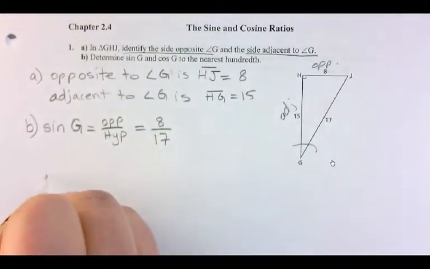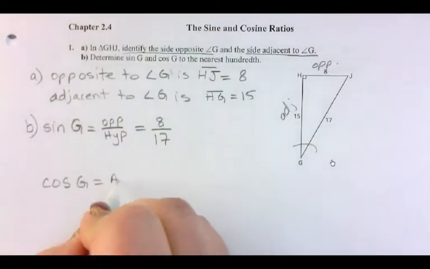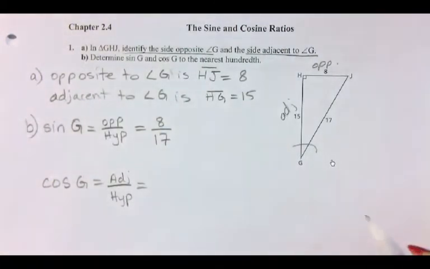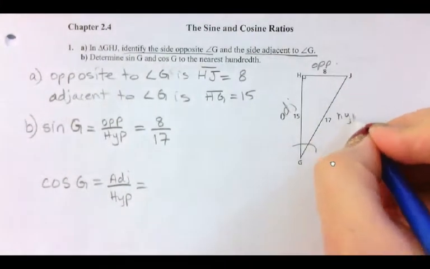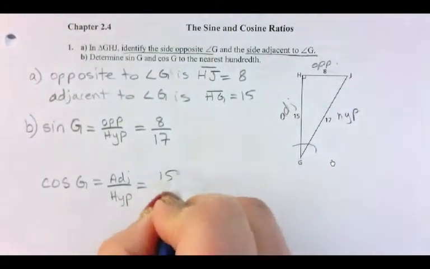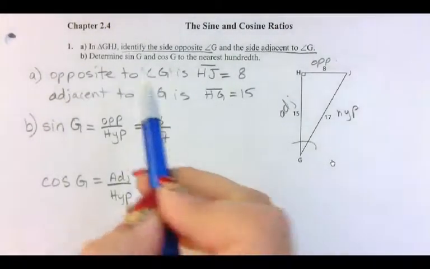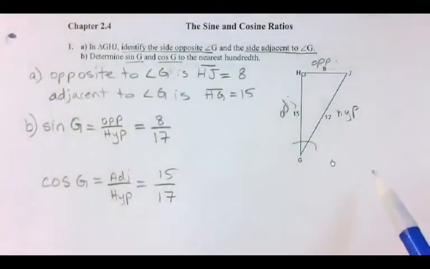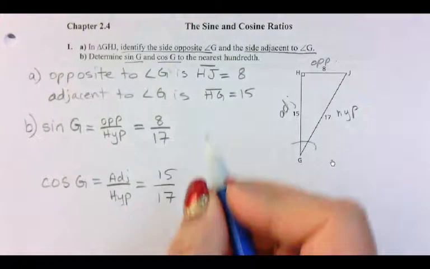Now, what is cos G going to be? So I've got cos G, that's going to be adjacent over hypotenuse. So what are the values of those? 15 over 17. This is my hypotenuse. Now, both of these are ratios. When the question says determine sine G, or cos G or tan G, it's together, right? The trig ratio with the angle is going to give us ratios. So these are your answers.